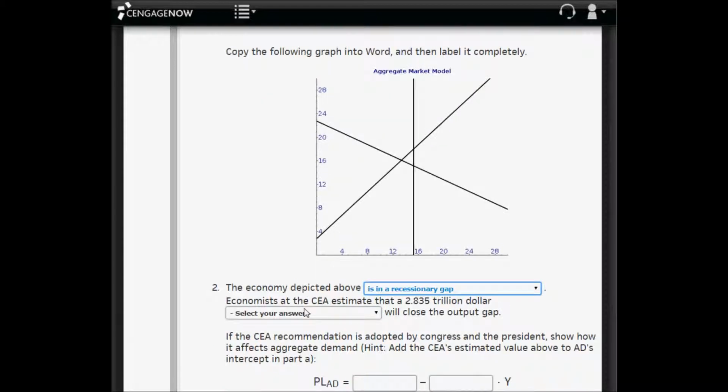Now suppose economists at the CEA estimate that a $2.835 trillion increase in government expenditure will stimulate aggregate demand such that it will pass through that point. It has to be an increase in government expenditure because we need to stimulate aggregate demand. We'll close the output gap. If the CEA's recommendation is adopted by the Congress and the President, show how it affects aggregate demand.